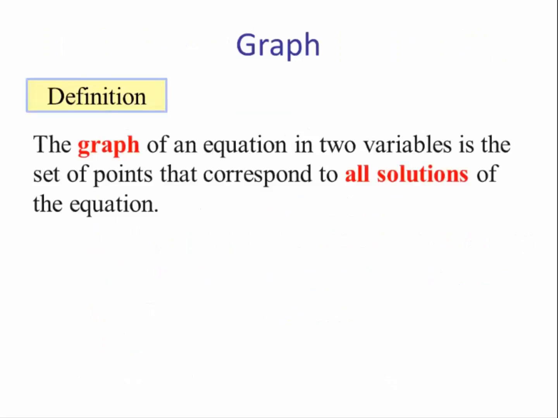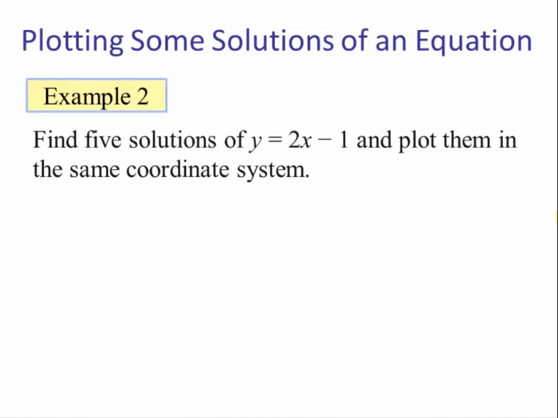Next definition. A graph of an equation in two variables, normally we'll call those variables x, y, is the set of all points that correspond to all the solutions of the equation. And we'll be looking at many graphs in this class. Example 2: Find 5 solutions of y equals 2x minus 1 and plot them on the same coordinate system.